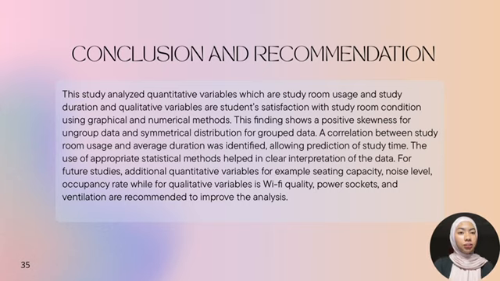For recommendation, future studies should include more variables to improve the study analysis. Additional quantitative variables such as seating capacity, noise level, and occupancy rate can be considered. Meanwhile, qualitative variables like Wi-Fi quality, availability of power sockets, and ventilation are also recommended. Overall, this improvement may provide more comprehensive and accurate results in future research.